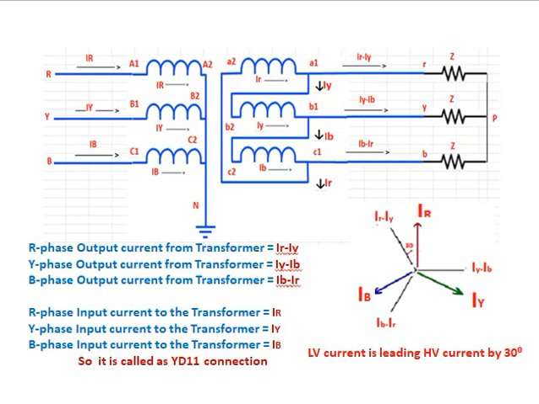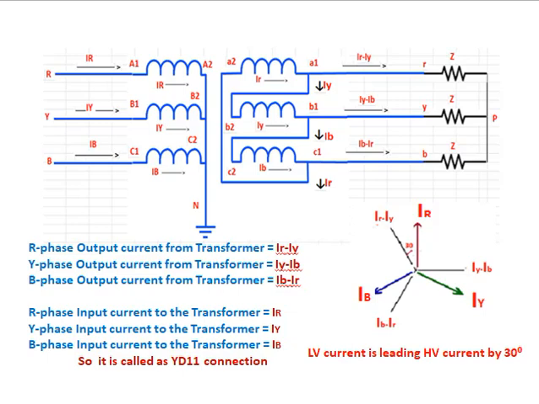So, the R phase output current from the transformer is equal to IR minus IY. Y phase output current from the transformer equals IY minus IB. B phase output current from the transformer equals IB minus IR. R phase input current to the transformer is capital IR. Y phase input current to the transformer equals IY. B phase input current to the transformer is IB.